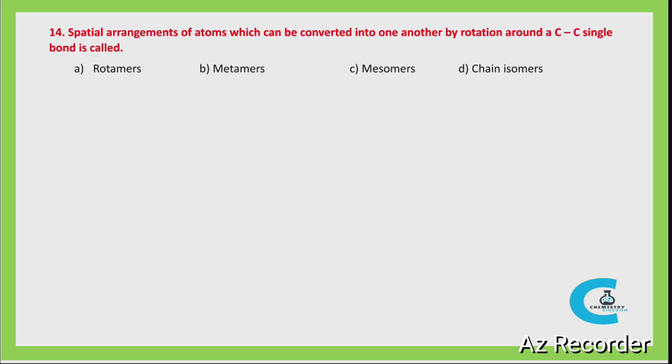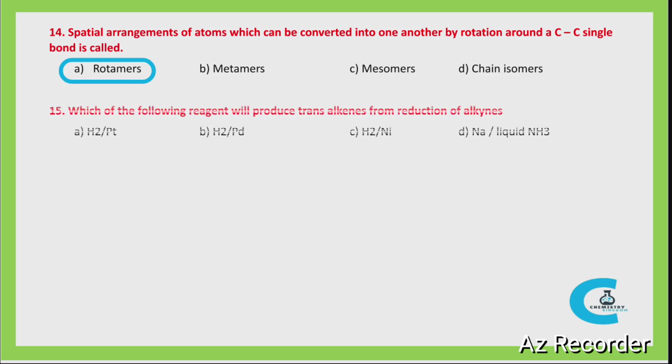A special arrangement of atoms which can be converted into one another by rotating around a carbon-carbon single bond are called rotamers. Which of the following reagents will produce a trans-alkene? Clearly it is Birch reduction, sodium in liquid ammonia. It is also called Birch reduction.